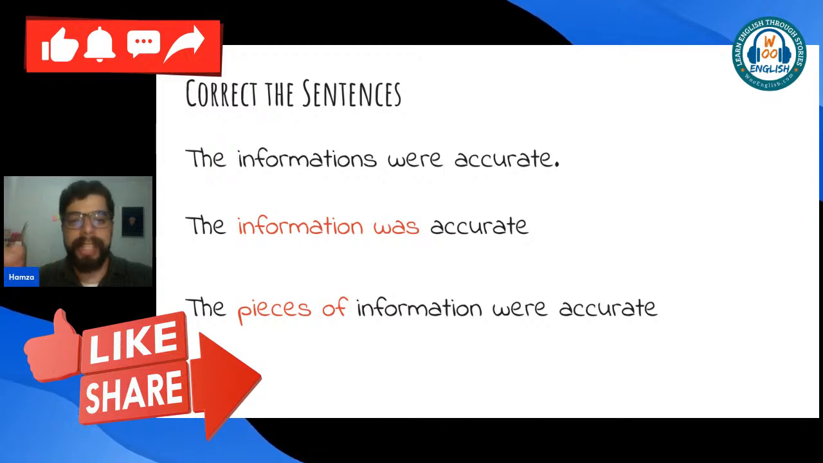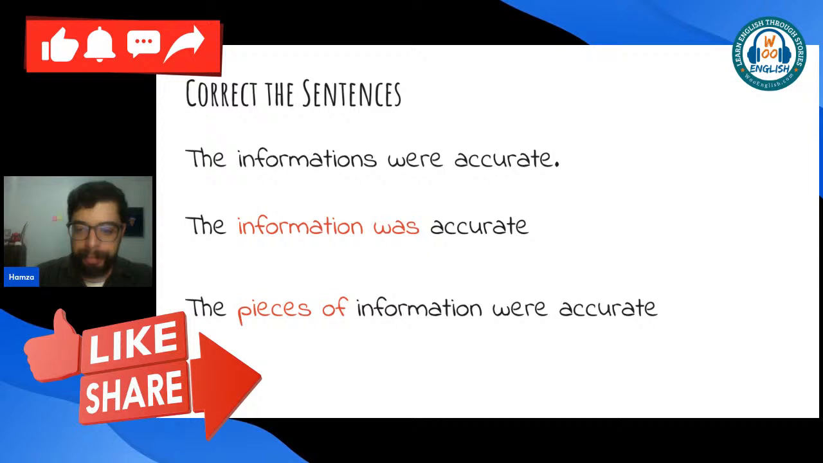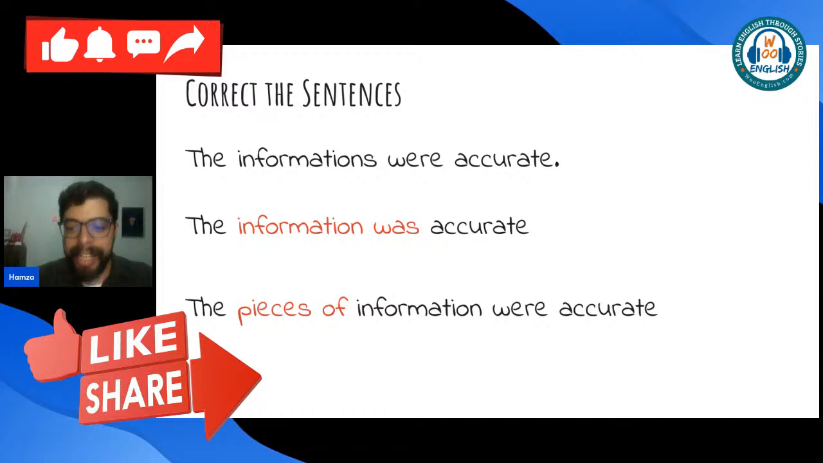So you should say instead the information was accurate, or if you want to use the plural, you can say pieces of information were accurate. So you either say information, just like general, it's an abstract word, it doesn't have a plural, or you should say the pieces of information. It's like money. Money in English, you can never say monies. That's not correct.